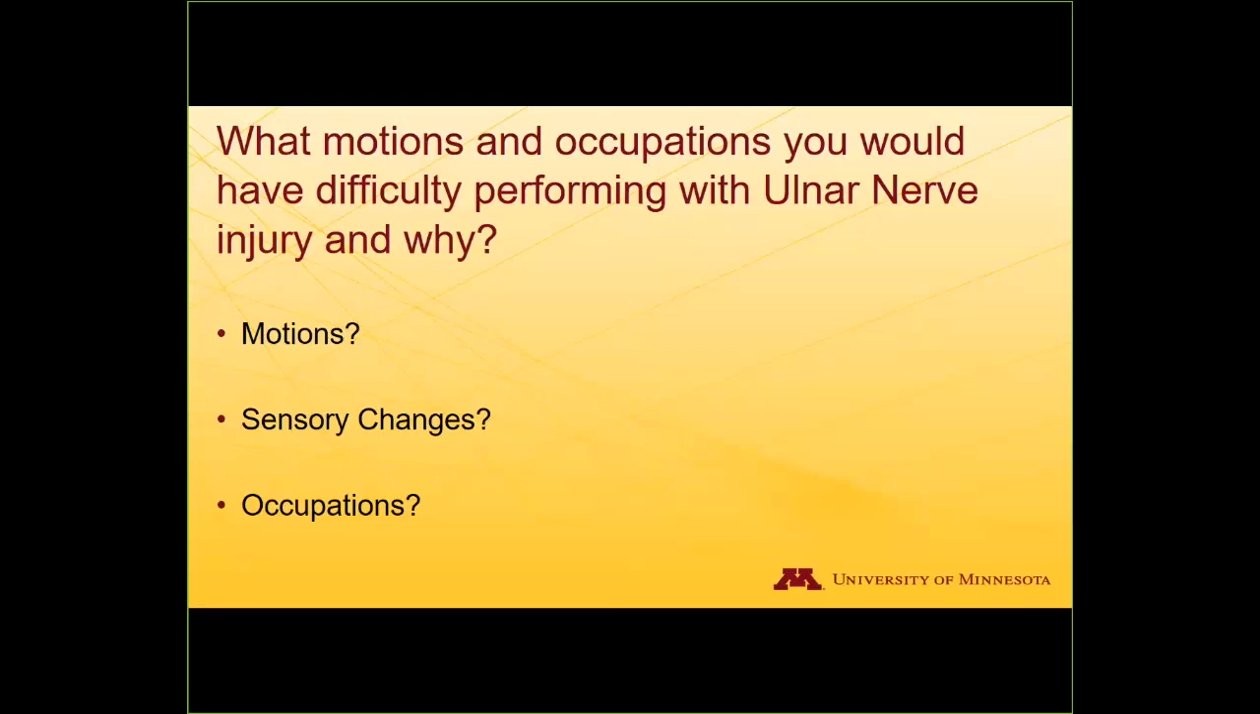We would also have some weakness in flexing our MP joint because the deep head of the flexor pollicis brevis would be gone. And then we would have a hard time creating this intrinsic plus type of posture as well. We would tend to posture into a claw like this because our lumbricals and our interossei aren't working. We would have sensory changes on the palmar and the dorsal part of the ulnar side of our hand.